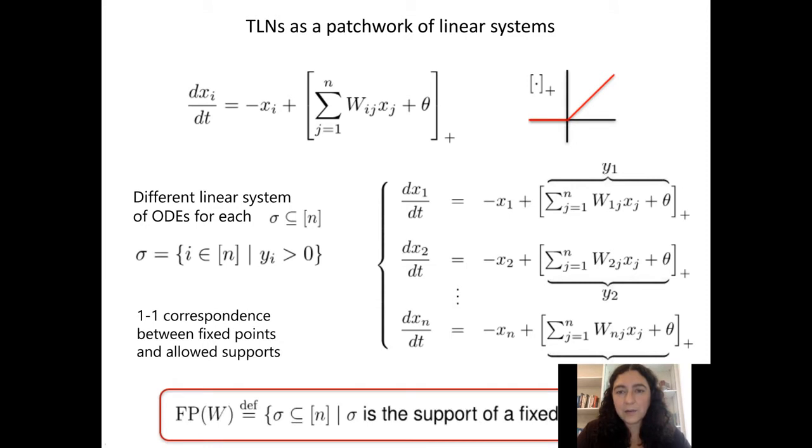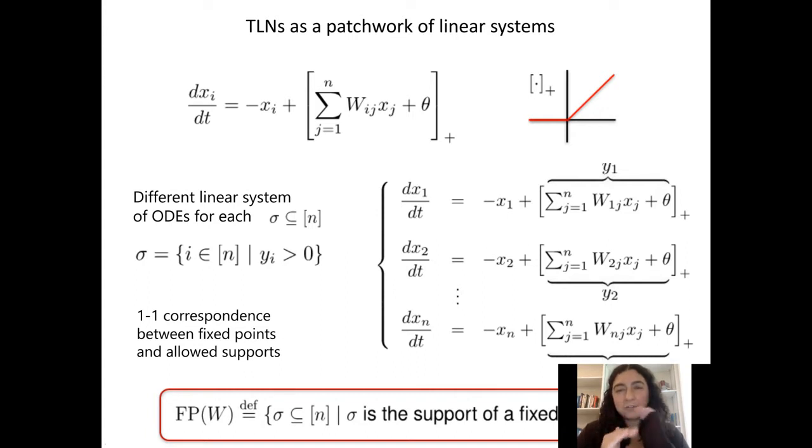And one of the first things that you will notice about these networks when you study them is that there's actually a one-to-one correspondence between the fixed points of the network and the allowed supports. So in other words, the fixed points can be labeled by the linear chamber in which they arise. If you think about these equations, they partition your state space into a bunch of different chambers, because the argument inside the nonlinearity defines hyperplanes. It defines a hyperplane arrangement for you.